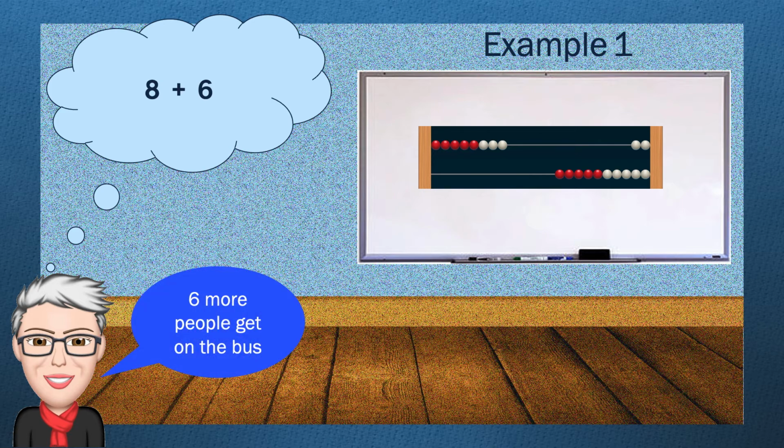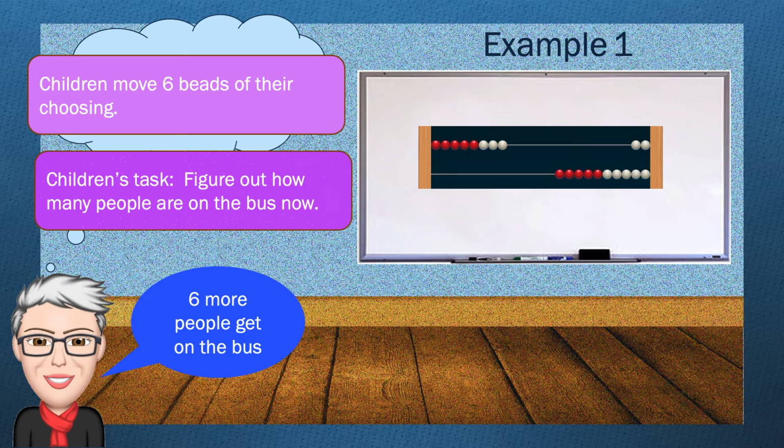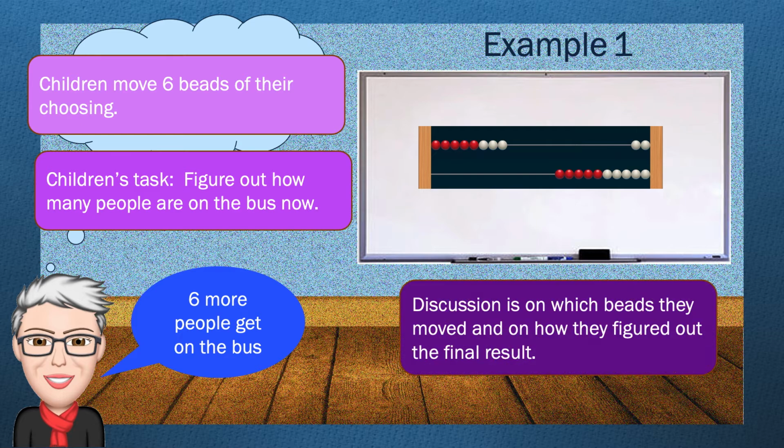Now the teacher poses the rest of the task. 6 more people get on the bus. The children show that by moving 6 more beads from the right to left, doing so in any way they choose. Then the children's task is to use the resulting configuration on their racks to figure out how many people are on the bus now. The subsequent class discussion focuses both on the final result and how the child figured it out, and on which beads the child moved to get that result.